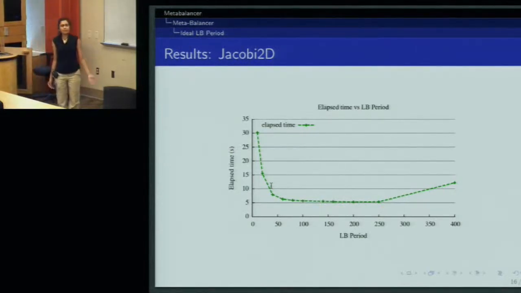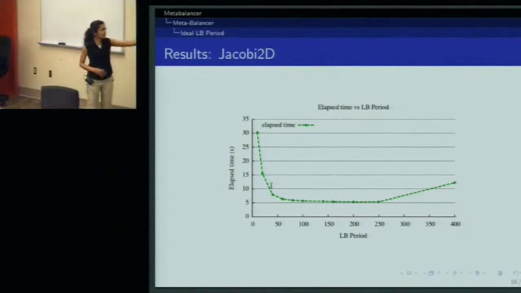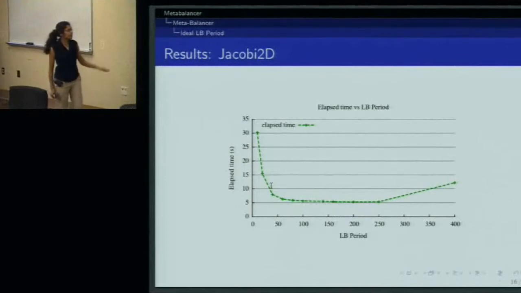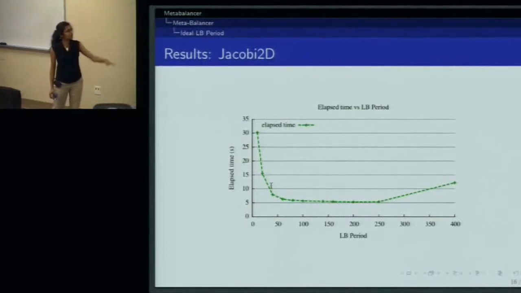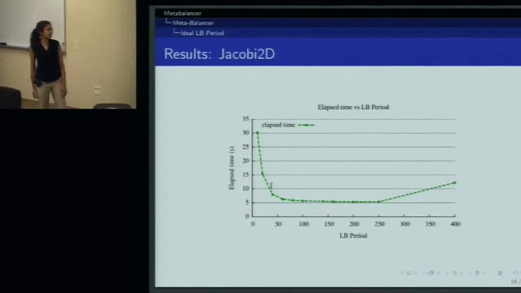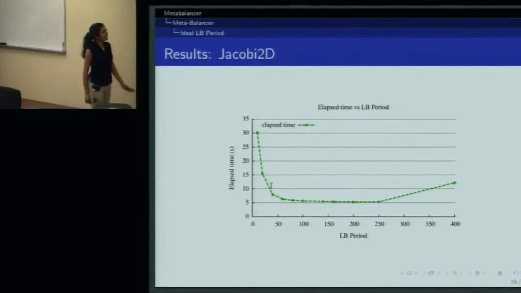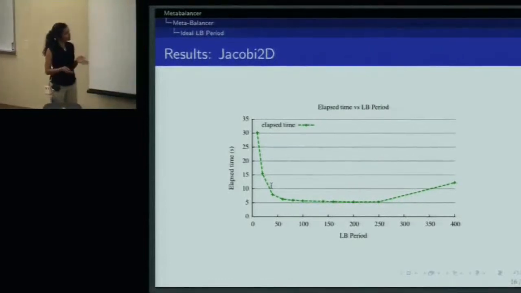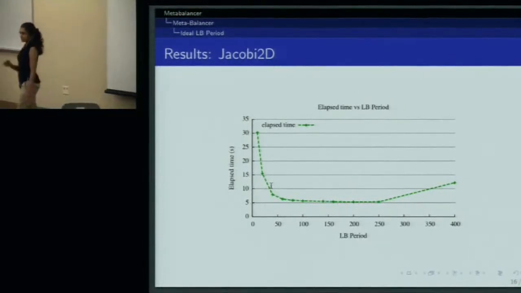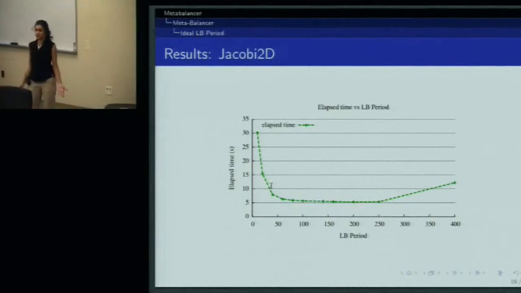So to verify this concept, I used a micro benchmark, which is Jacobi 2D. The max load on the system is slowly changing. On the y-axis, we have the elapsed time of the application, and on the x-axis is the LB period. So we find that the ideal LB period is around 150 to 250 iterations, and the best performance is about 5.3 seconds.